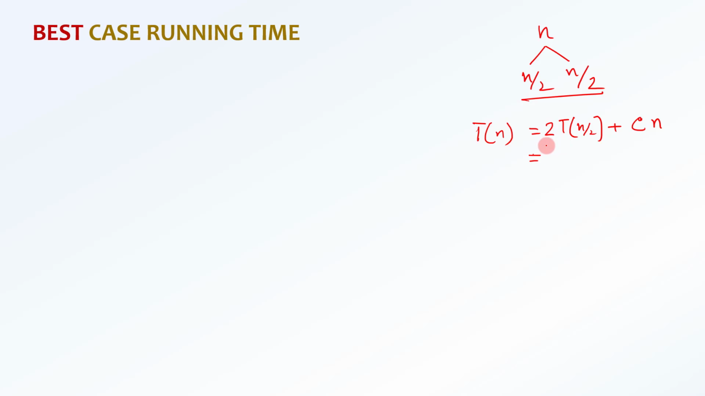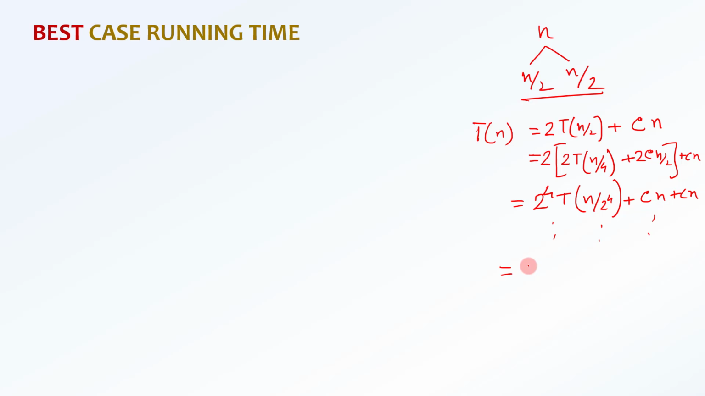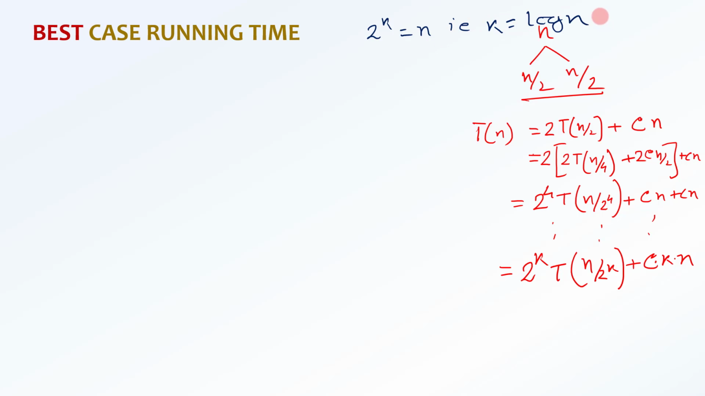Now if we try to solve this recurrence relation, that will be 2 T(n/4) plus 2c(n/2) plus cn, that is 2 to the power 4 T(n/2^4) plus cn, that ultimately comes down to 2^k T(n/2^k) plus ckn, where we can assume for our simplicity n is in the order of 2. So 2 to the power k is equal to n, that is k is equal to log n.